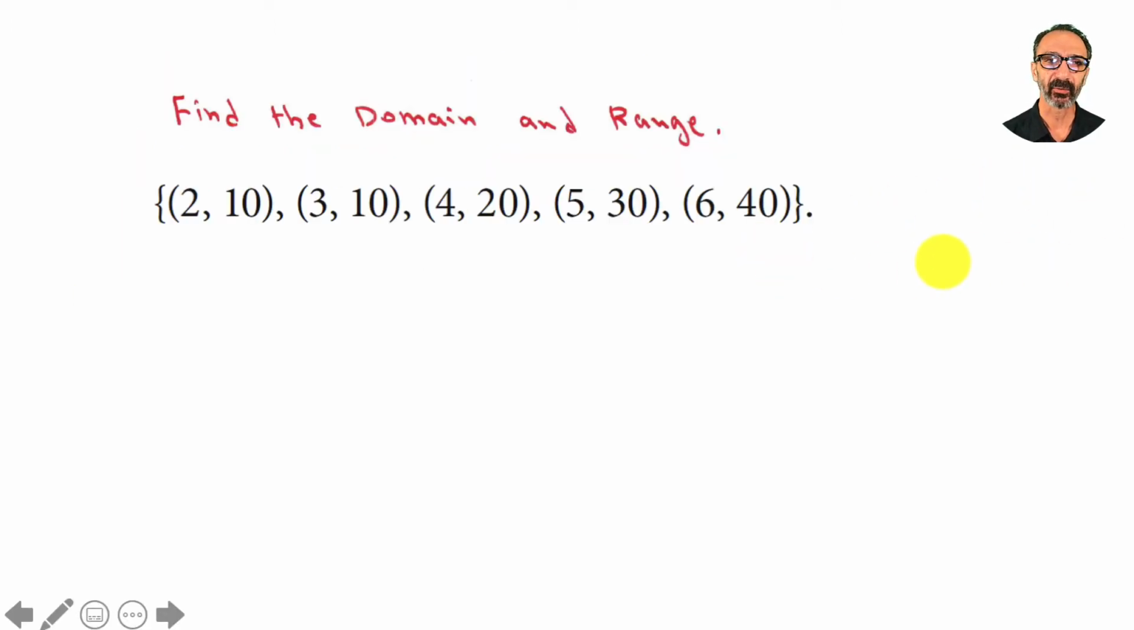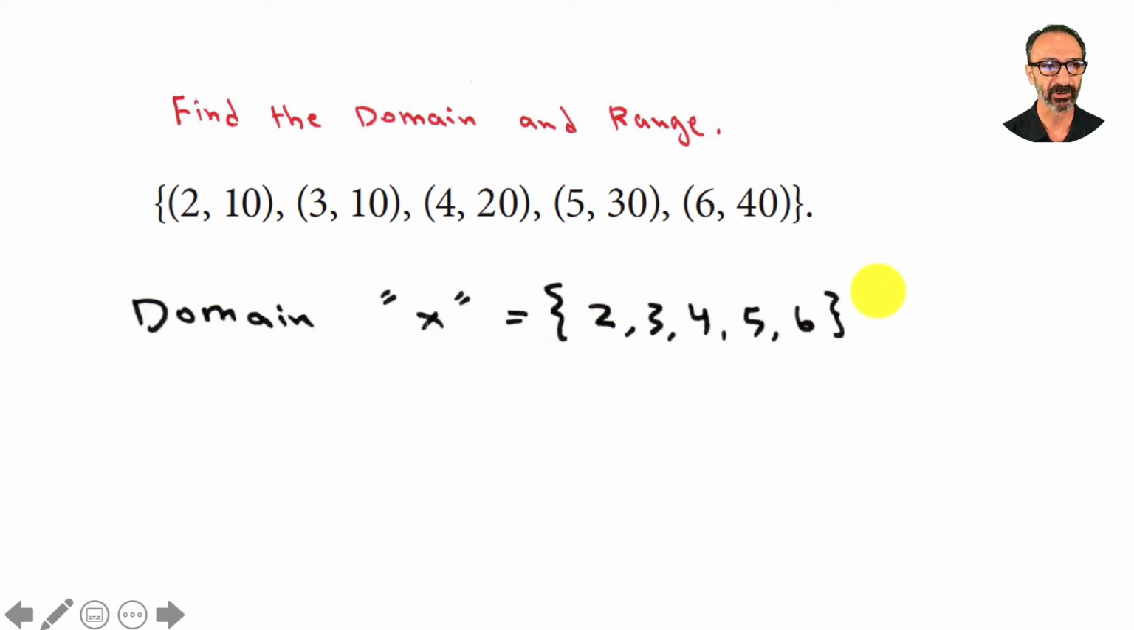Find the domain and range of this set of ordered pairs. We just mentioned that the domain is x values, the inputs, and the range is the output values. So we're not giving a graph, we're giving some data, some values. The domain will be the x values, and I could see the 2 and the 3 and the 4 and the 5 and the 6. So that's my domain.